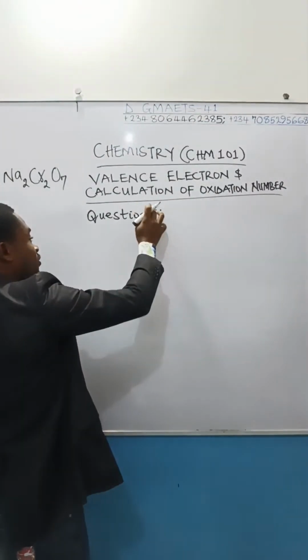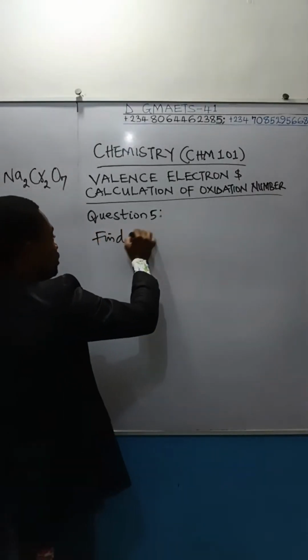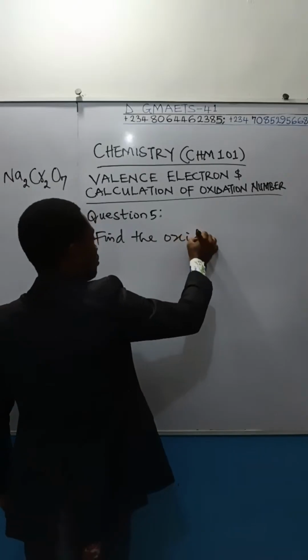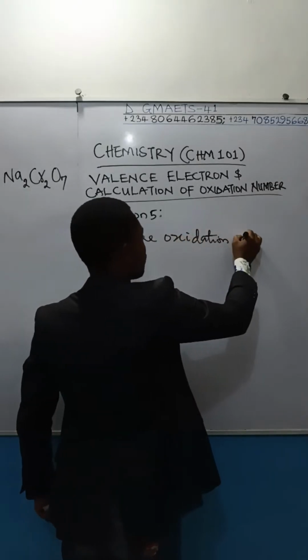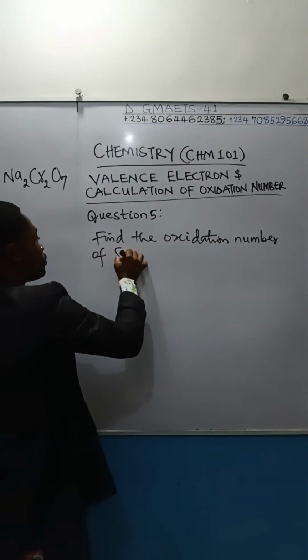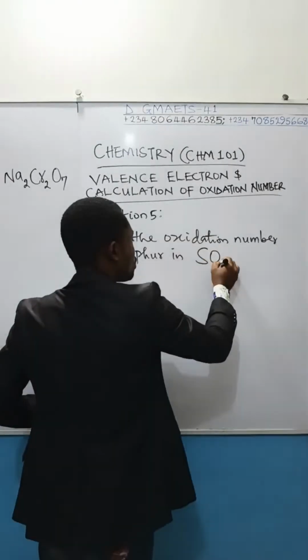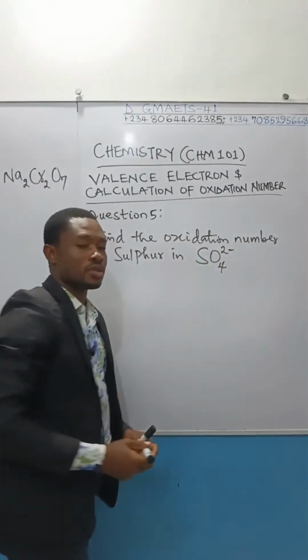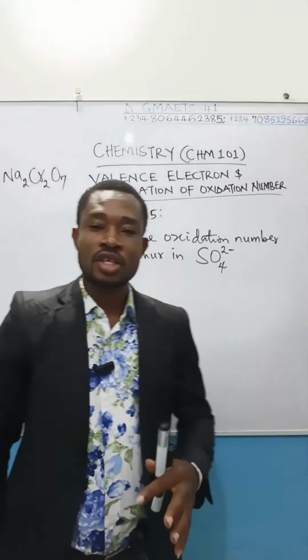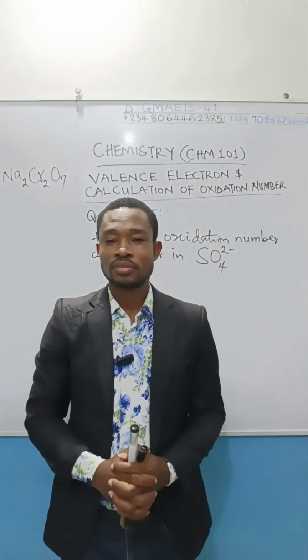Question number 5. Find the oxidation number of sulfur in SO4 2 minus. Find the oxidation number of sulfur in SO4 2 minus.